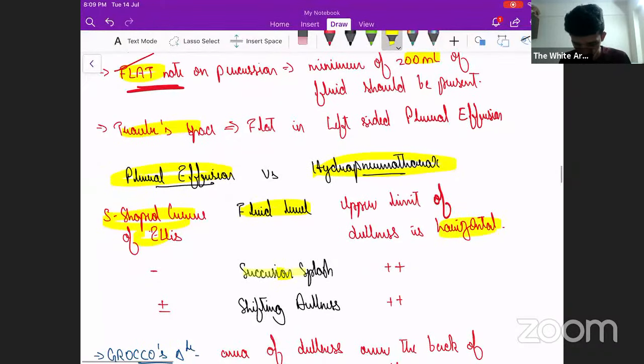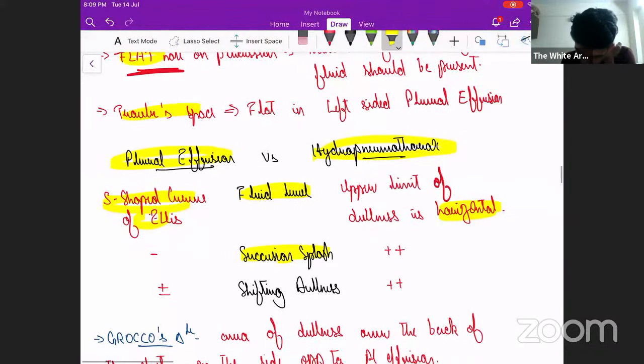Next is succussion splash. Succussion splash, what happens? It is present in the case of hydropneumothorax, and shifting dullness is also present in the case of hydropneumothorax. Again, this is a controversy. Shifting dullness is a controversy because it may or may not be present in pleural effusion. If it is a very small pleural effusion, it's not present. If it is a moderate to high amount of pleural effusion, then we can still expect it to be present. Okay. So this is how we differentiate.